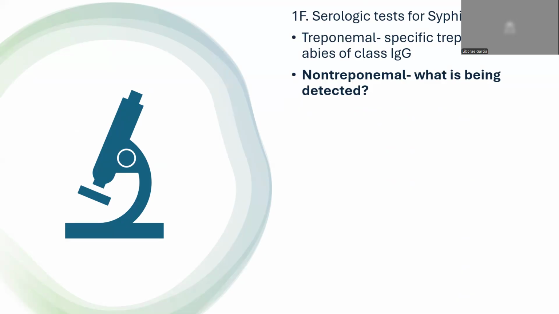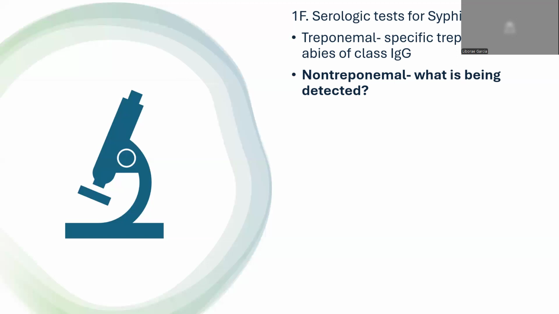The non-treponemal test means it's detecting your reagin. Reagin is an IgM antibody directed against phospholipids. If there is cell damage in the body, the body may release or produce reagin. In syphilis, it is detected in the serum during the primary and secondary stages, and it will be detected in the CSF if it is already the late or tertiary stage of syphilis.